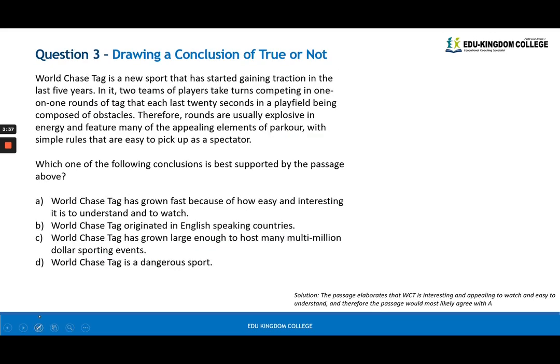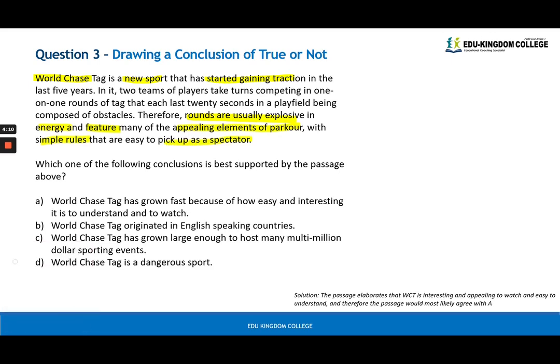Okay, number 3, which conclusion is best supported? Let's use our highlighter. World Chase Tag is a new sport that started getting traction over the last 5 years. So that means it's starting to grow popular and bigger. There's 2 teams that take turns and it lasts 20 seconds. Therefore, rounds are usually explosive in energy and features many of the appealing elements of parkour with simple rules that are easy to pick up as a spectator.